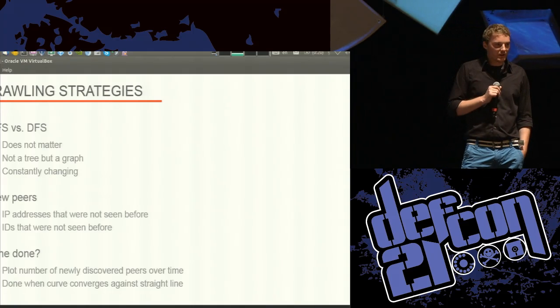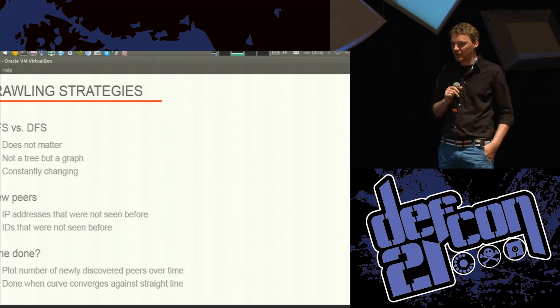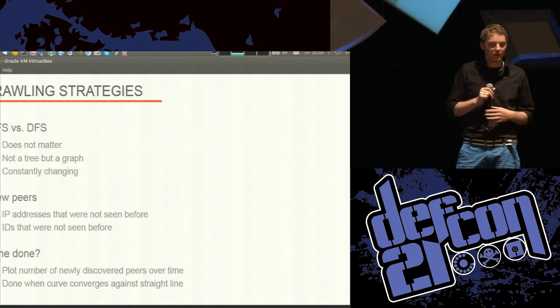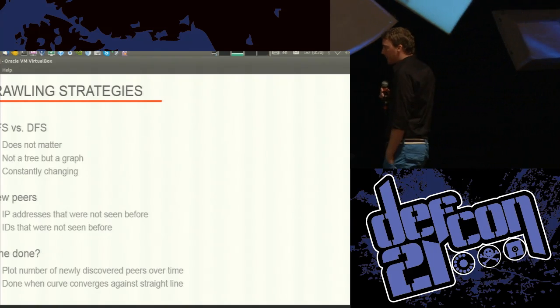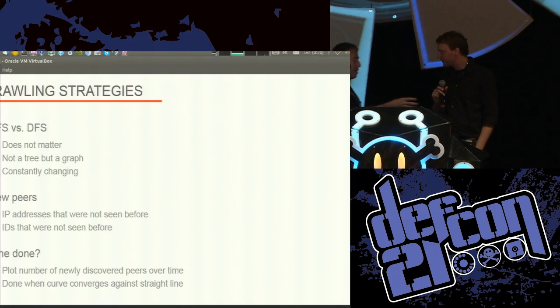Some peer-to-peer protocols are nice. They implement unique IDs, especially the ones that implement overlay networks, because you need them for routing, right? And if you have that, well, then you can have more accurate numbers.